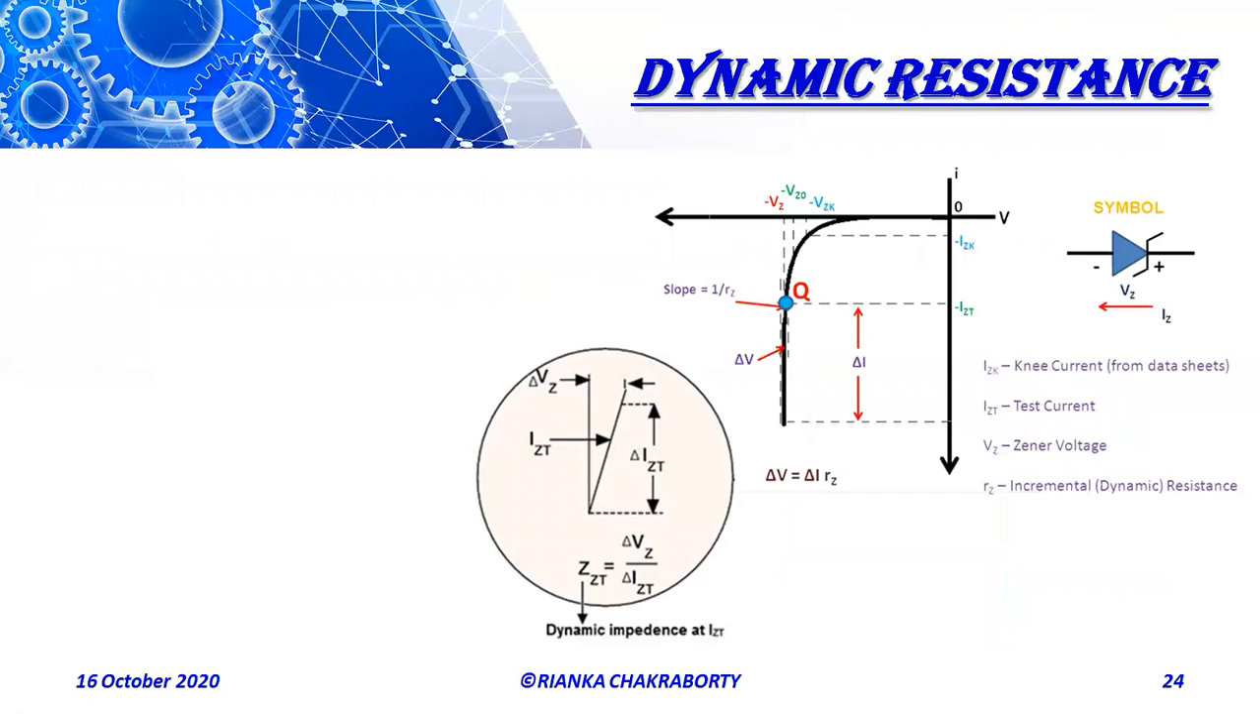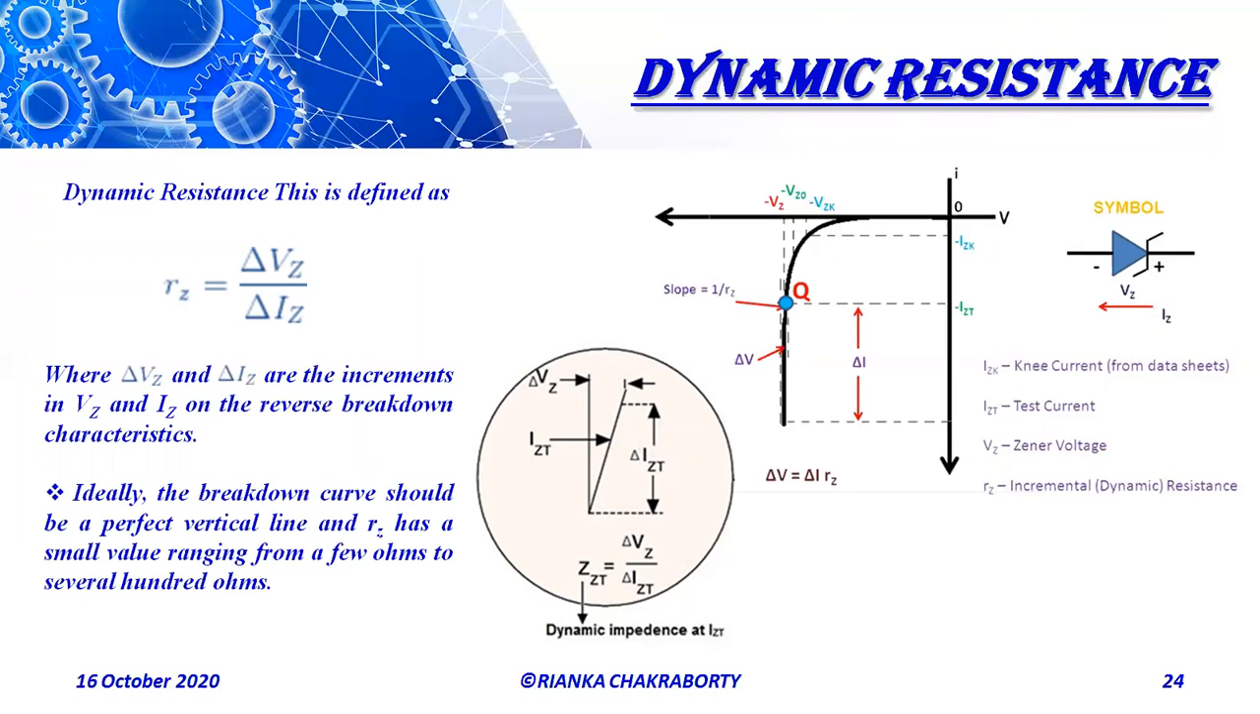So now, what is dynamic resistance? Dynamic resistance is denoted by Rz. Rz equals del Vz by del Iz. We see the breakdown curve in the picture. The breakdown curve should ideally be a perfect vertical line. So, Rz has a small value ranging from a few ohms to several hundred ohms.